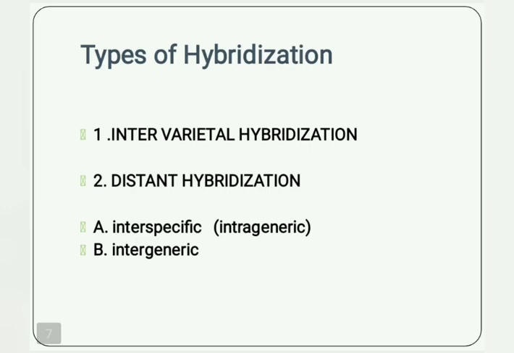The first category is intervarietal hybridization. It's nothing but crossing the two different parents belonging to the same species. Okay, that is intervarietal hybridization, or it is otherwise called intraspecific hybridization. And the second type is wide hybridization or distant hybridization. We will discuss it in detail.